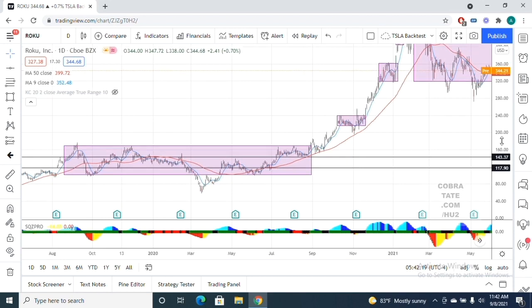First things, let's discuss the indicators. The two main indicators that I use are the 9-day moving average and the 50 moving average. You can use simple moving average, you can use exponential moving average, you can use weighted exponential moving average.